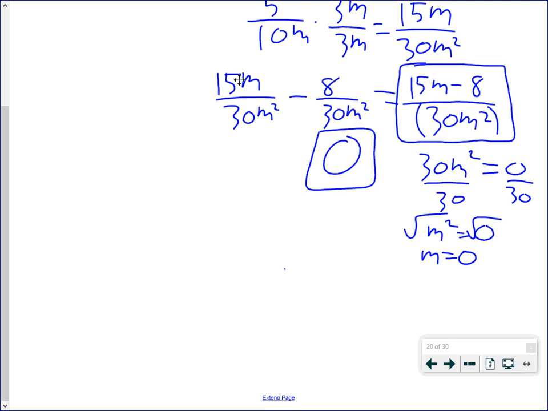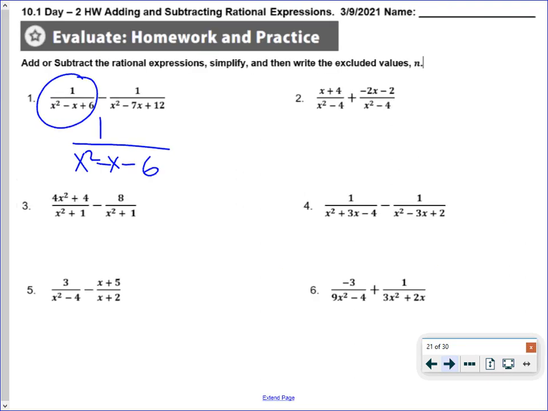And if you're watching this video, I'm going to assume you haven't done the homework yet. So there is a correction we need to make if you haven't heard. For number 1, it should be x squared minus x minus 6. So if you haven't corrected that, and you haven't done the homework yet, please make that correction.